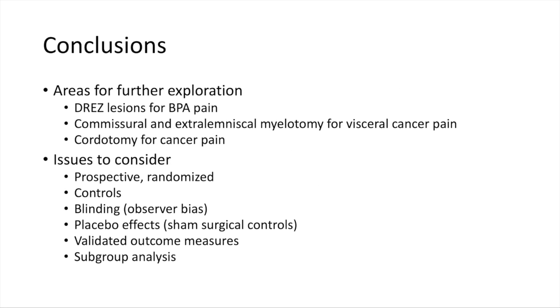Several areas of ablative pain surgery still present intriguing possibilities for further study. Clinical experience with DREZ lesions for brachial plexus avulsion pain is very favorable, but a prospective randomized and controlled trial would present more compelling proof of efficacy. Likewise, commissural extralemniscal myelotomy has shown good results for visceral cancer pain and should be studied further. The evidence to support chordotomy, while not meeting contemporary standards of evidence, is positive. This procedure in particular could be resurrected by a carefully designed prospective trial.